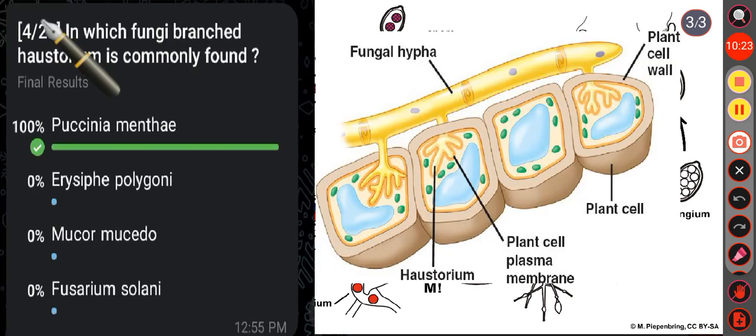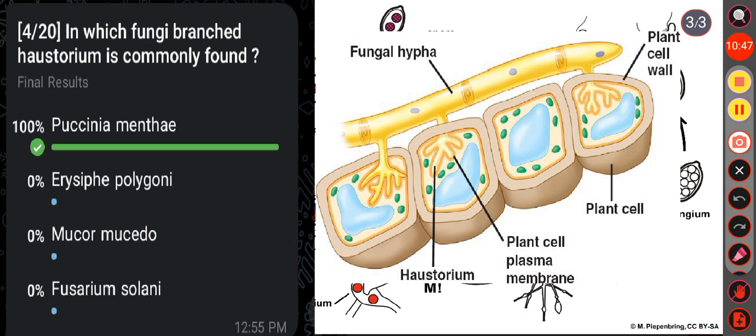Then next question, in which fungi is branched haustorium commonly found? Option A Puccinia menthae, option B Erysiphe polygoni, option C Mucor mucedo, option D Fusarium solani. Here the correct answer is option A, that is Puccinia menthae.